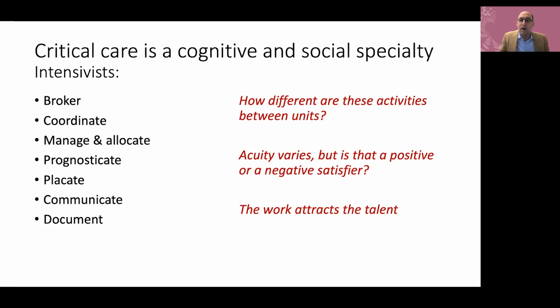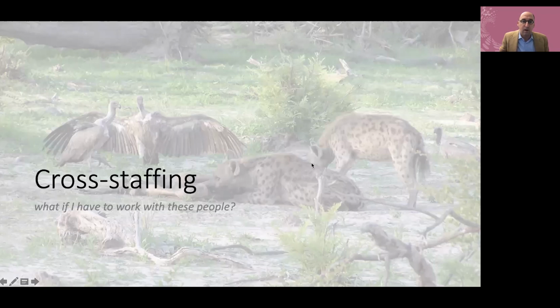And interestingly, the variety of acuity can be a satisfier and a negative satisfier. In other words, some people will just gravitate towards high acuity units. Some people will prefer to work in low acuity units. It's this work with the cognitive details and the social details that really is important. And that work is what attracts the talent.